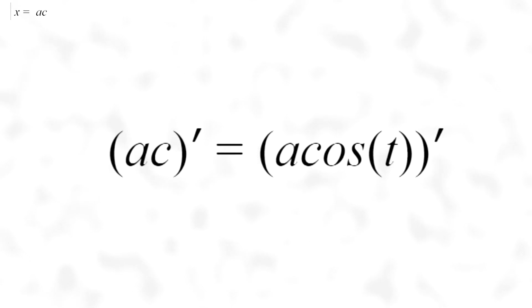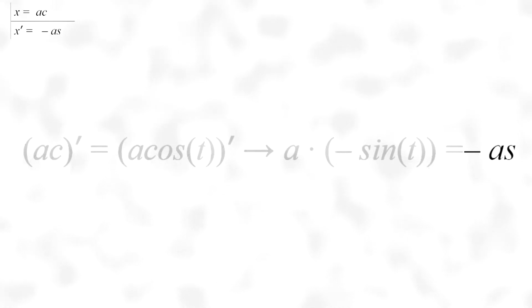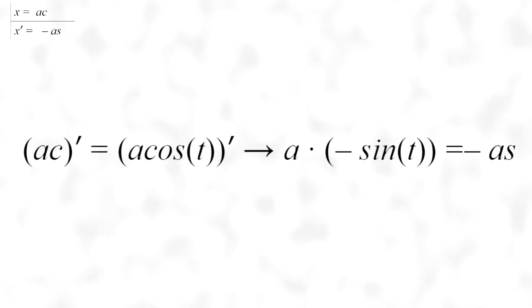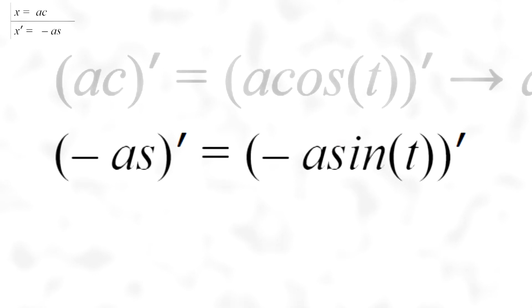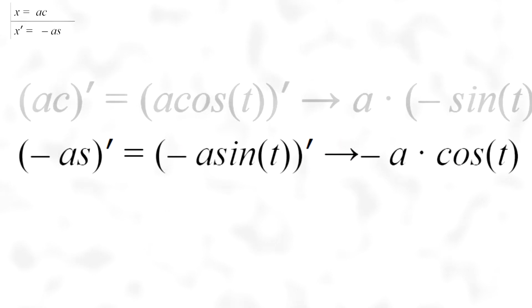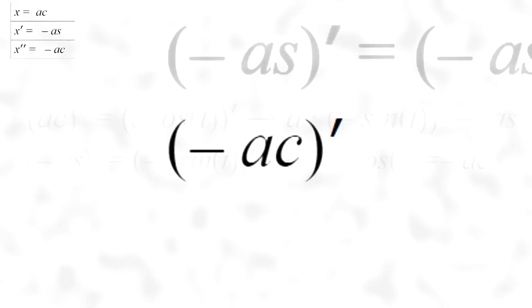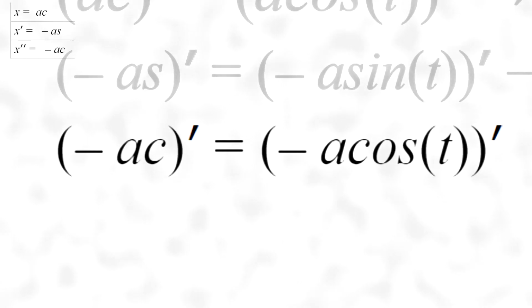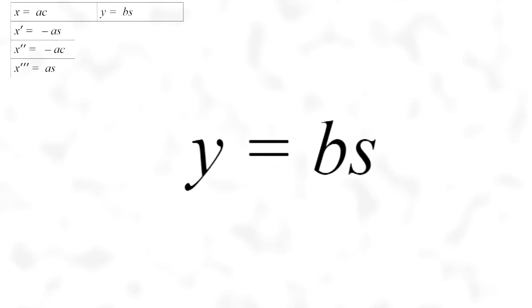The derivative of ac, or a cosine t, is a times negative sine t, or to rewrite, negative as. Next, we differentiate negative as, or negative a sine t. This one turns into negative a times cosine t, or to rewrite, negative ac. For the third, we take the derivative of that, where negative ac, or negative a cosine t, turns into a sine t, or as. Next, we turn our heads to the y component, y equals bs.